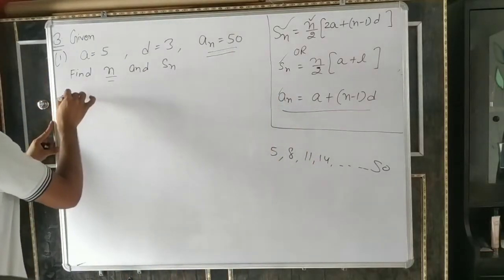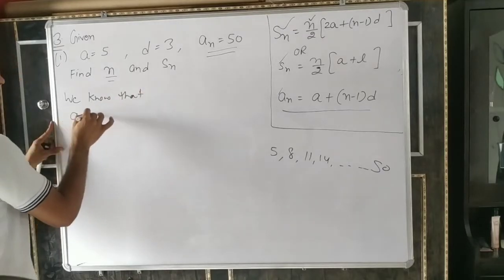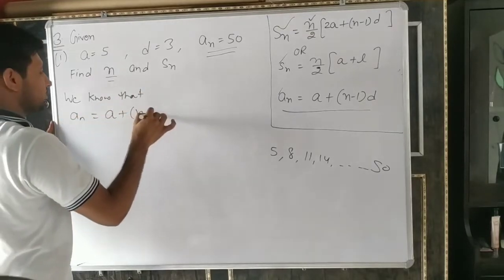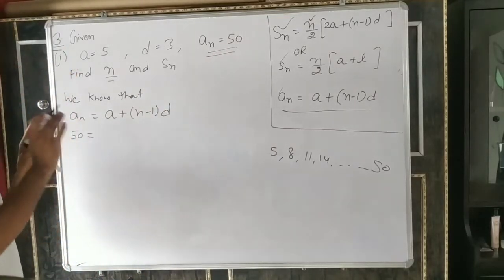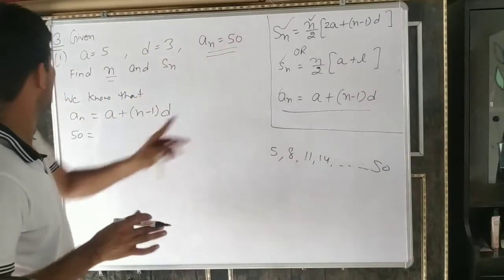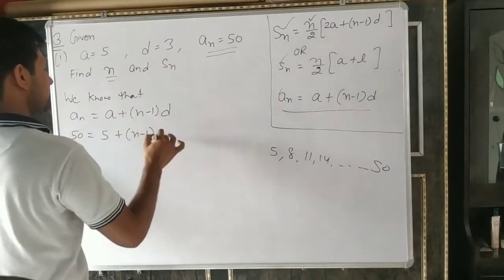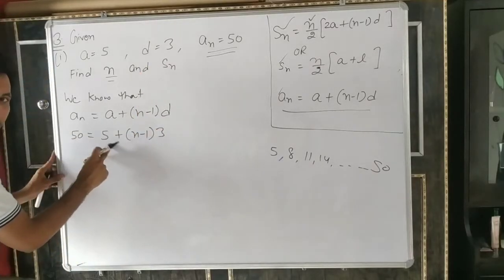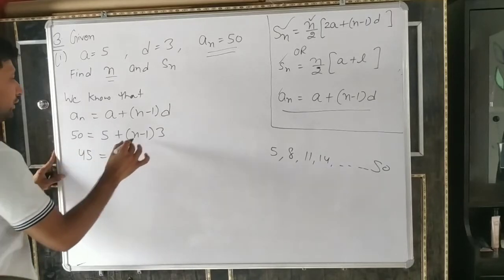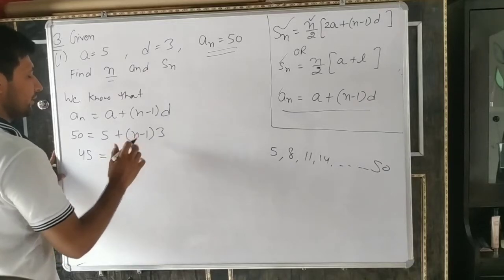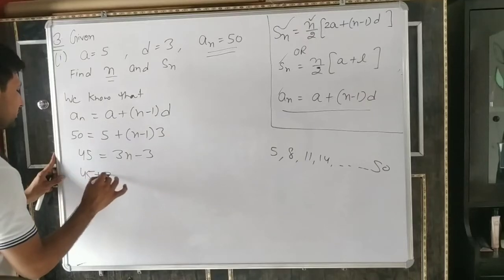So we will write, we know that an equal to a plus n minus 1 into d. The an value is already given, 50. We will use whatever is given in the question. an is 50, a is 5 plus n minus 1 into d, which is 3. 5 on the other side is negative. 50 minus 5, 45, equal to, opening the bracket, 3 into n, 3n minus 3. 3 on the other side is positive. 45 plus 3 equal to 3n.